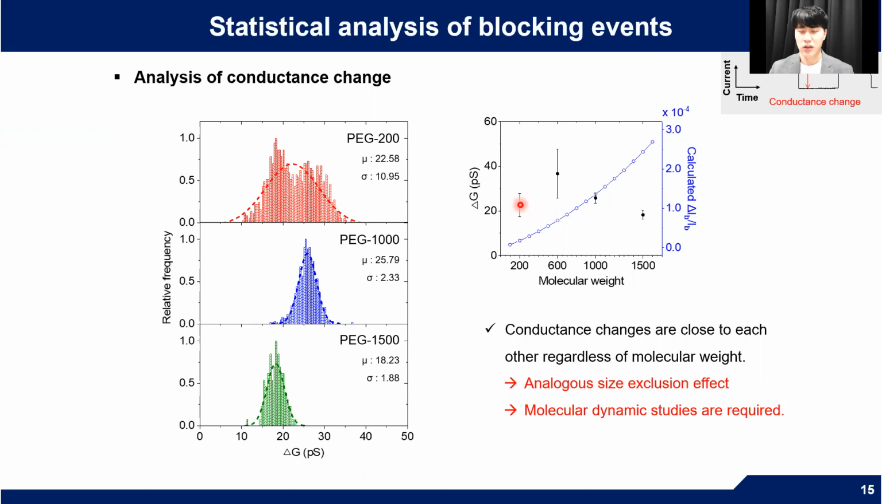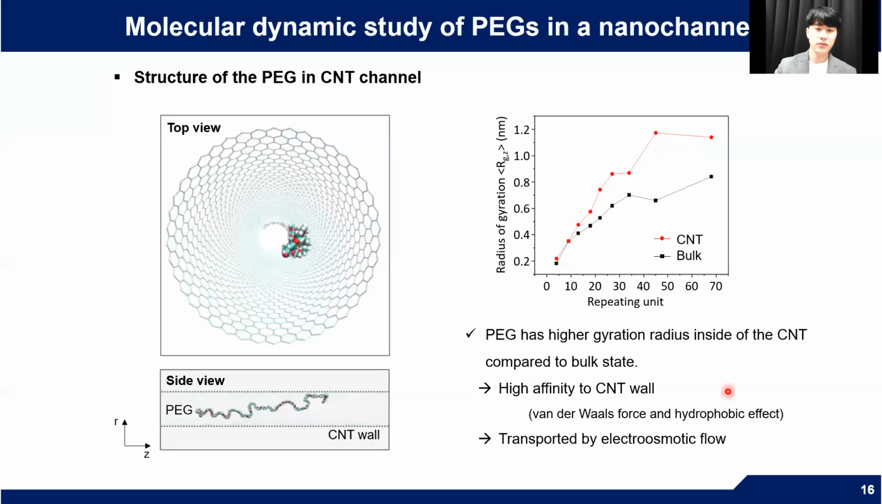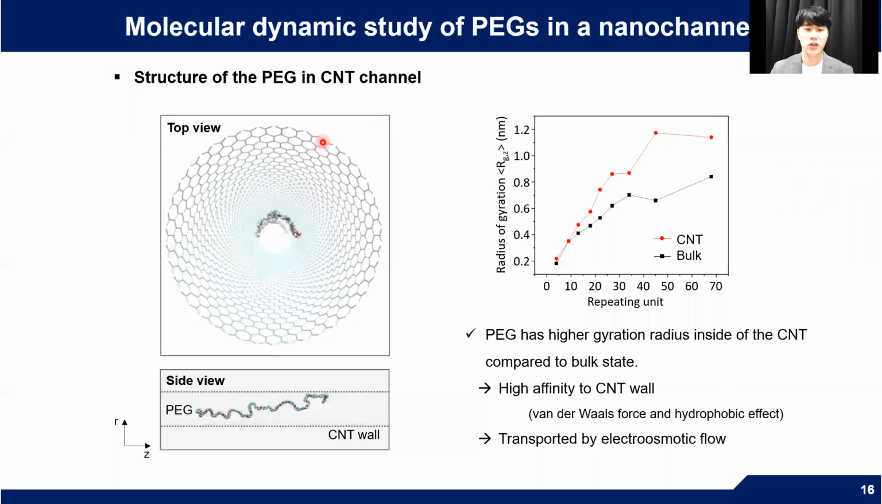However, in the case of the experimental data, the conductance change is similar regardless of the molecular weight. It means that the size exclusion effect is analogous in every case. To clearly understand this phenomenon, we studied the change of the molecular structure in the CNT channel. We organized the corresponding system by using molecular dynamics simulation and observed how the molecule behaves in the CNT channel.